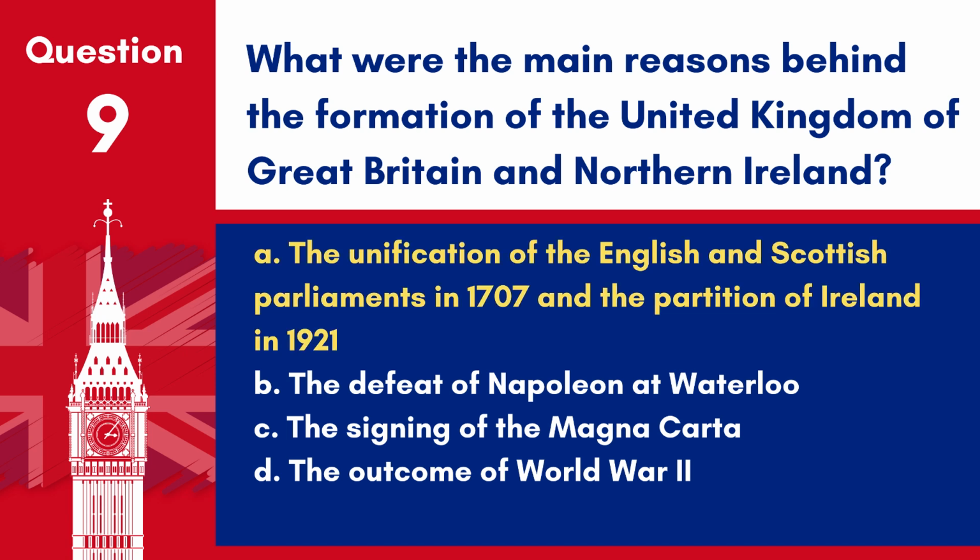Answer: A. The unification of the English and Scottish Parliaments in 1707 and the partition of Ireland in 1921. The Acts of Union 1707 merged the Parliaments of England and Scotland, and the later partition of Ireland in 1921, following the Irish War of Independence, led to the formation of the current UK.